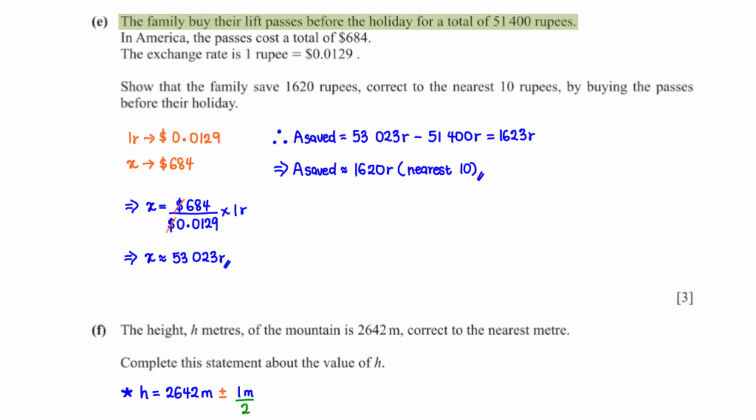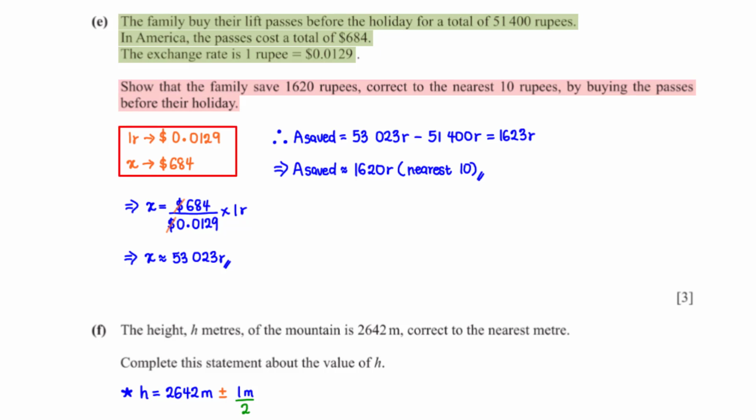The family buy their lift passes before the holiday for a total of 51,400 rupees. In America, the passes cost a total of $684. The exchange rate is 1 rupee equals $0.0129. Show that the family save 1,620 rupees, correct to the nearest 10 rupees, by buying the passes before their holiday.